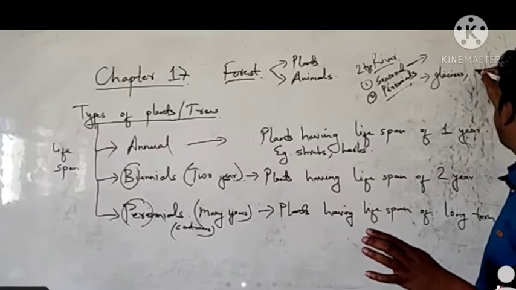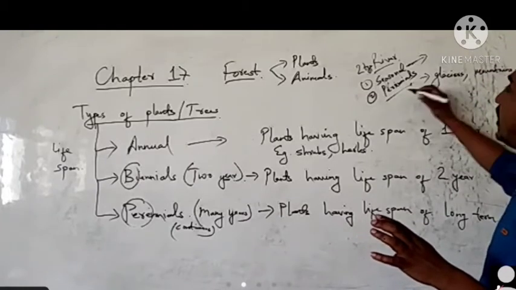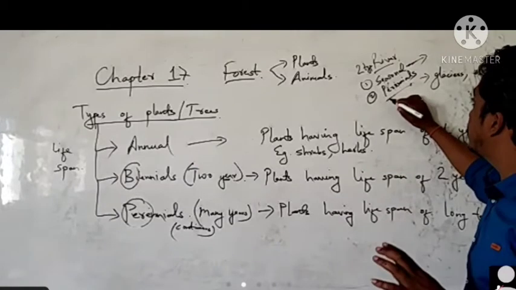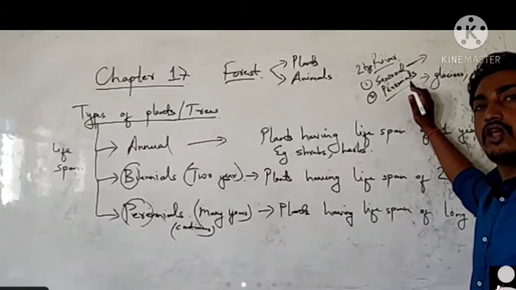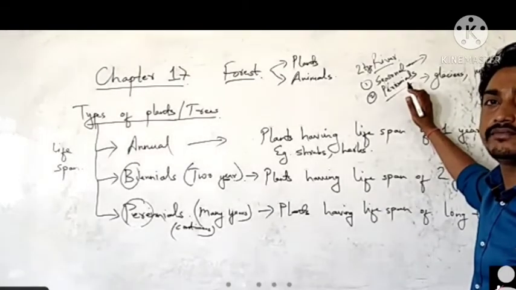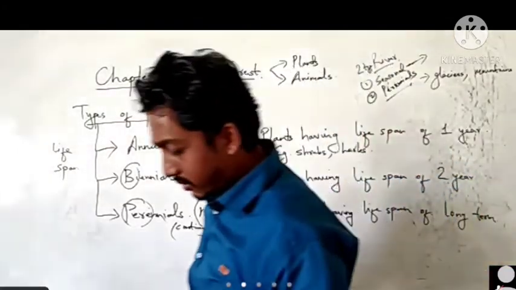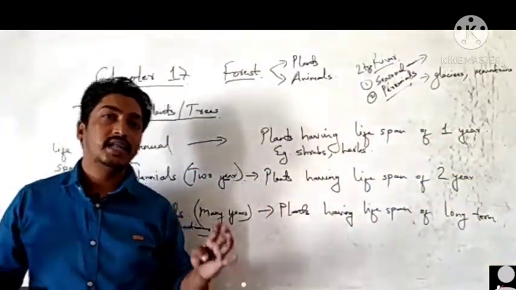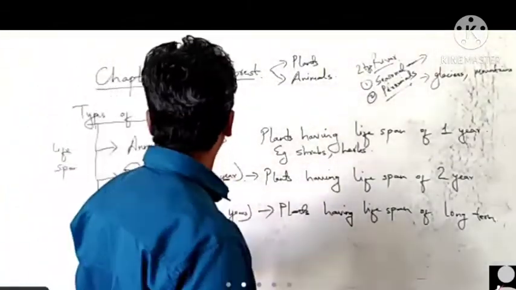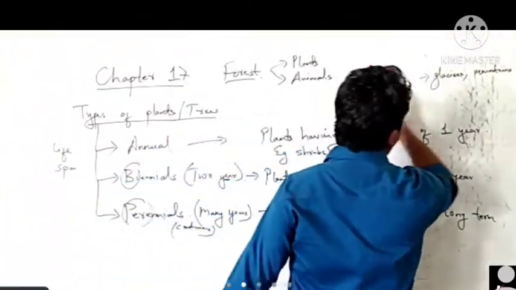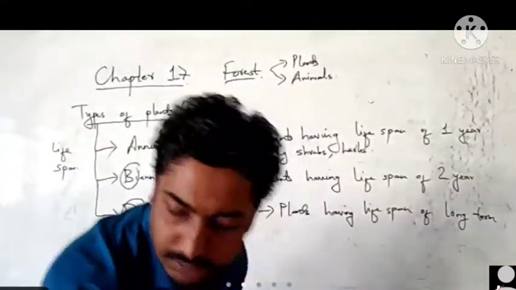Okay, or we can say mountains, and they are evergreen. That means perennial rivers, we can say it has a long span of term. Whenever the word perennial comes, think that it has a long lifespan. This was only to explain perennial, a word that we can use in other aspects or other subjects also.